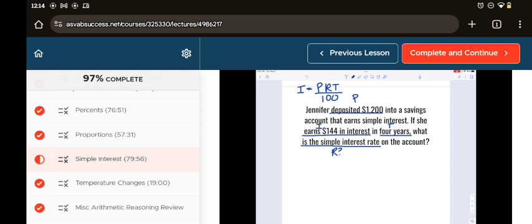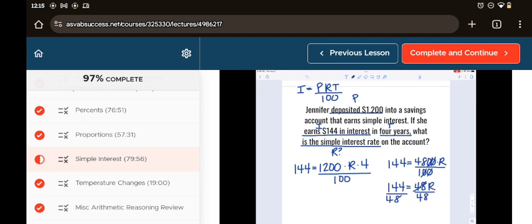I equals, so 144 equals 1,200 times, we don't know the rate, times 4, all over 100. Okay, 1,200 times 4, when we multiply it, gives us 4,800 times r over 100. We can cancel out some zeros. We're left with 144 equals 48 over 1, which is 48 times r. And now we're going to divide by 48 on both sides. This cancels out, and I'm left with r equals.